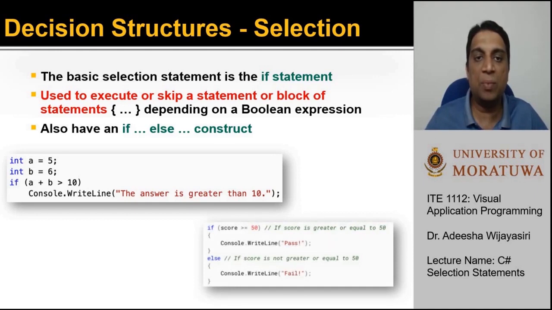Next, we have an example of an if-else statement. In the first example, we had only an if clause and we did not define what happens if the condition is not true. But if you want something else to be executed when the if condition is not true, then you can use the else clause. Here you print pass on the screen if the score is greater than or equal to 50. If not, you print fail on the screen.